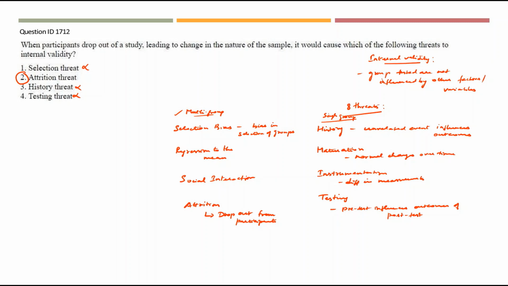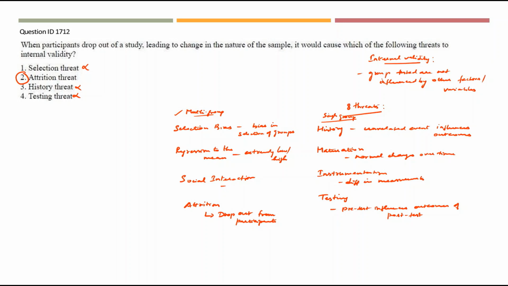Next we have regression to the mean. It's the statistical tendency to score extremely low or high to score closer to middle the next time on a test. So the next time they will be scoring in the middle part, but basically the score will be in any of the extreme. Then we have social interaction threat.